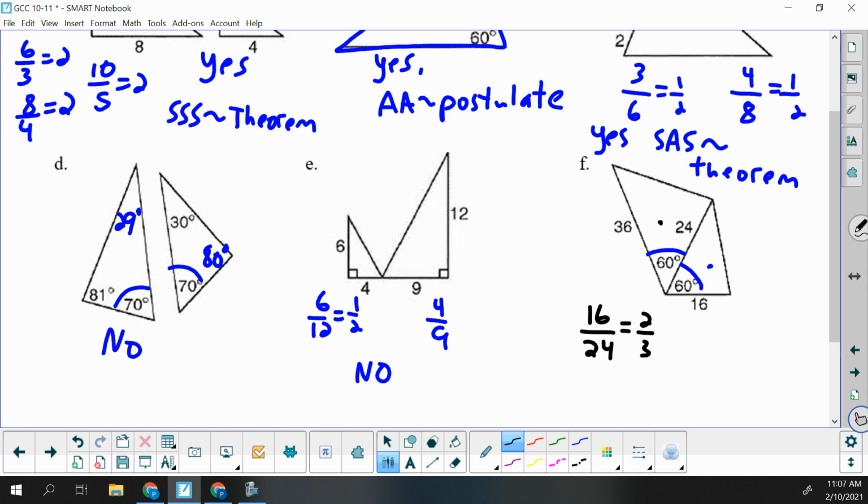In the one I put the blue dot in, the bigger side is 24. And the one I put the black dot in, the bigger side is 36. If you divide those both by 12 or just put it in your calculator, you get 2/3. So on either side of the angle, the sides are proportional. So this one would be a yes by our side angle side similarity theorem.